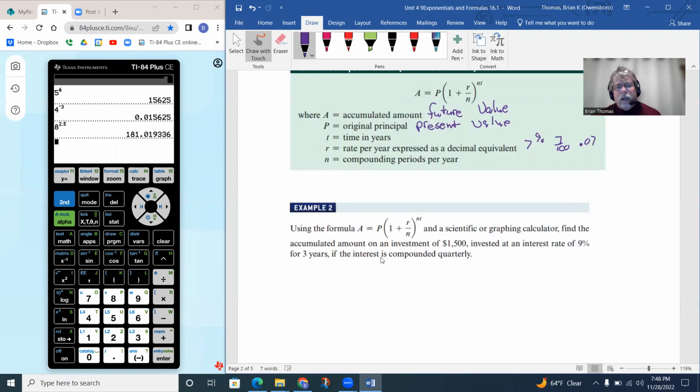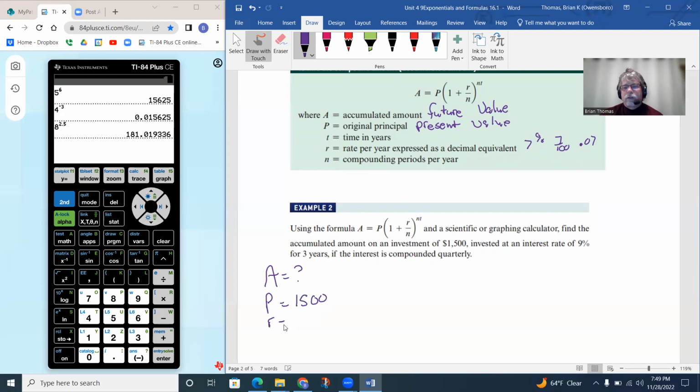So using the formula A equals P times 1 plus R divided by N raised to the NT, along with the graphing calculator, we can find the accumulated amount of an investment of $1,500 invested at an interest rate of 9% for 3 years if the interest is compounded quarterly. So again, what we're looking for is our final amount, our future value, if you will. The principal is the present value. That's how much we started with. So our present value was the $1,500 that we invested.